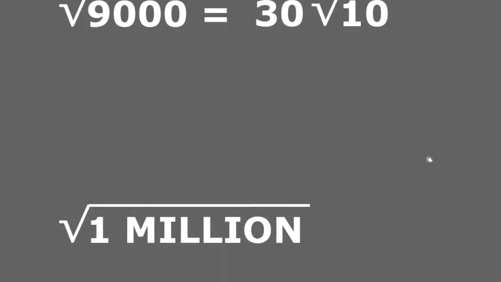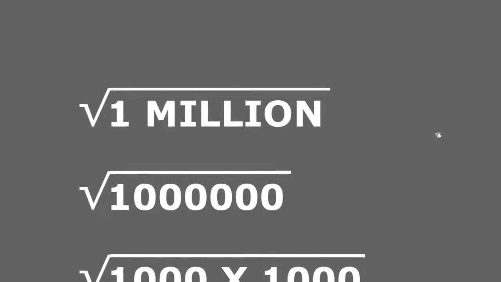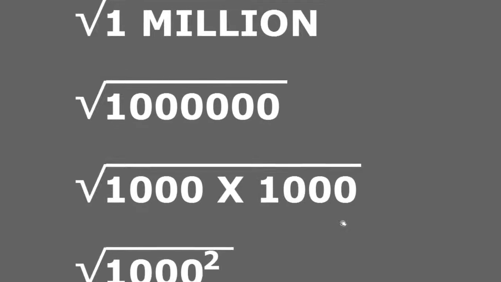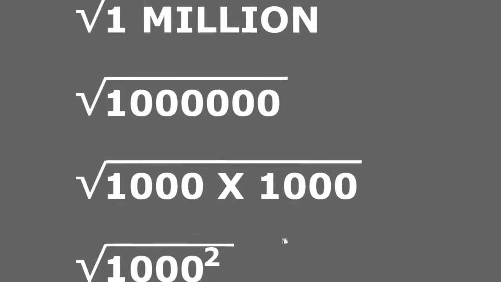And the last example: what is the square root of 1 million? 1 million seems like a huge number. It seems like it's going to be a very difficult problem, but it's actually the easiest one that we're going to see today, because you can rewrite 1 million as 1,000 multiplied by 1,000, and that is simply 1,000 squared.